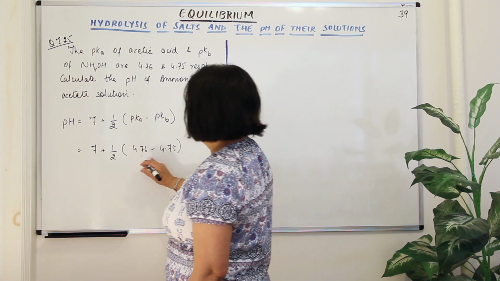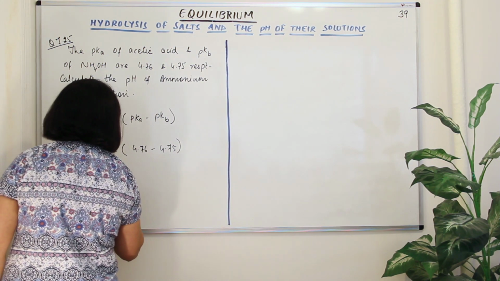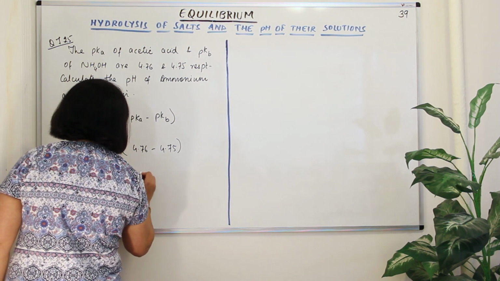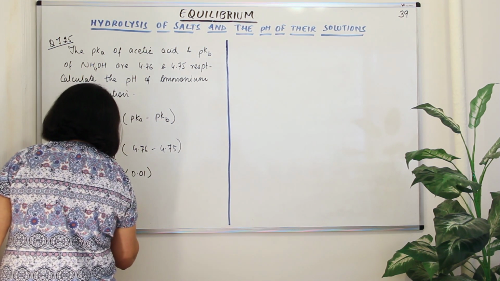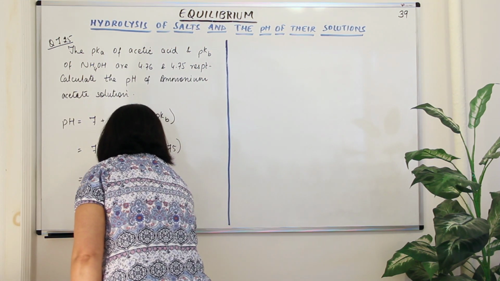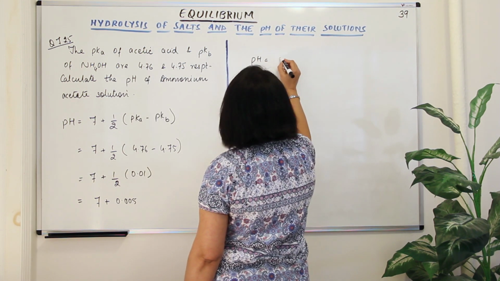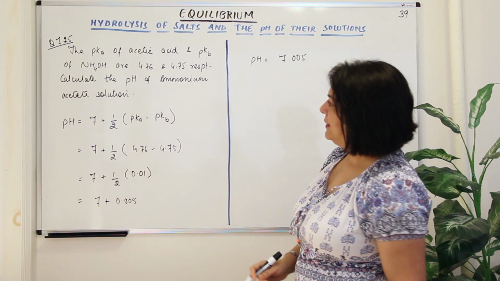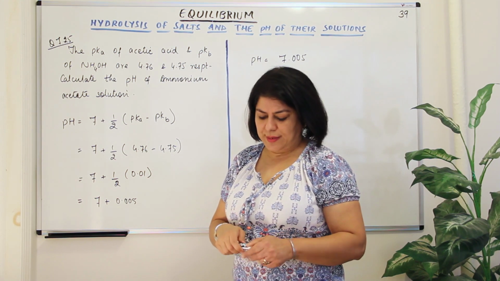So this is equal to 7 plus half of the difference, 4.76 minus 4.75, which is 0.01. So which would be equal to 7 plus half of this, which would be 0.005. So the pH of the solution would be equal to 7.005.